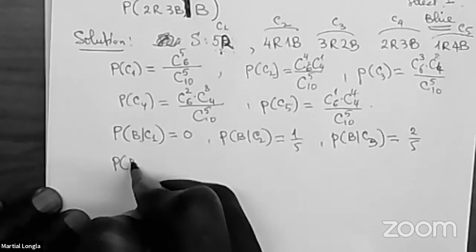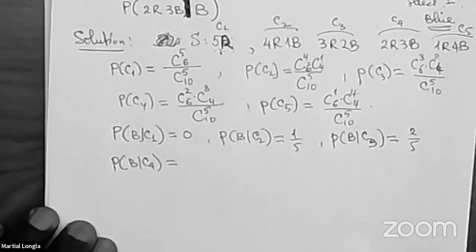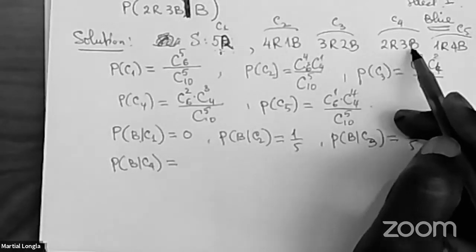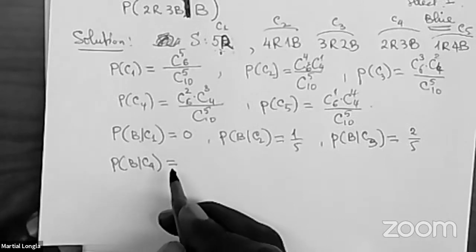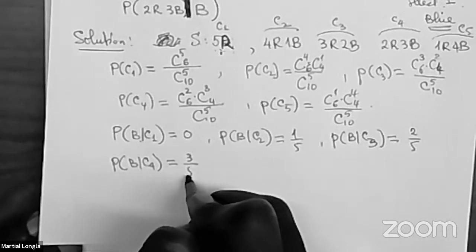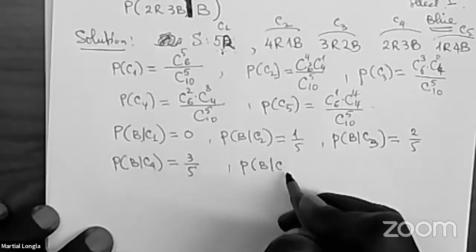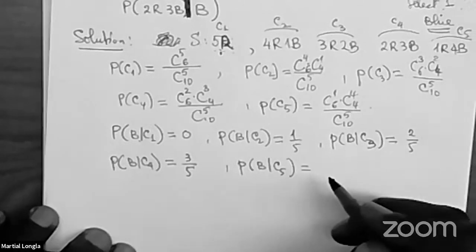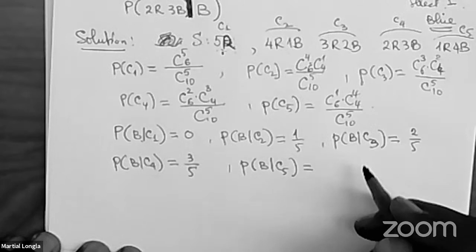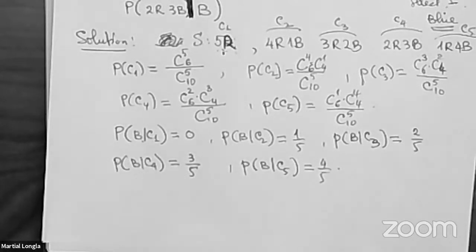What's the probability of B given C4? Given C4, and C4 says 2 reds and 3 blues. What's the chance of getting a blue? 3/5, because there are 3 blues. And then the 5th case, P of B given C5 equals how much? 4/5. So in that case, you get 4/5. So these are all the numbers that we need. So we have all of them now, and now we can write the formula.